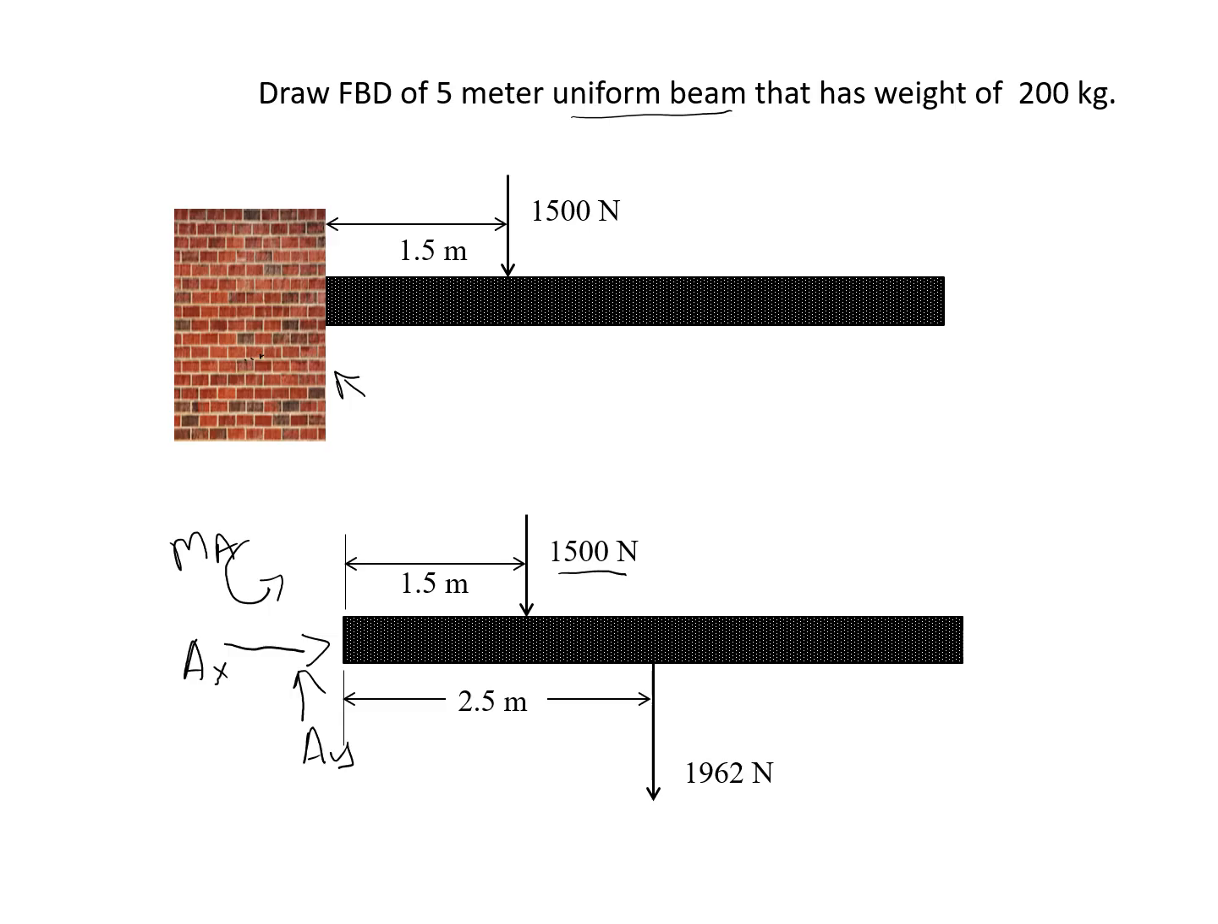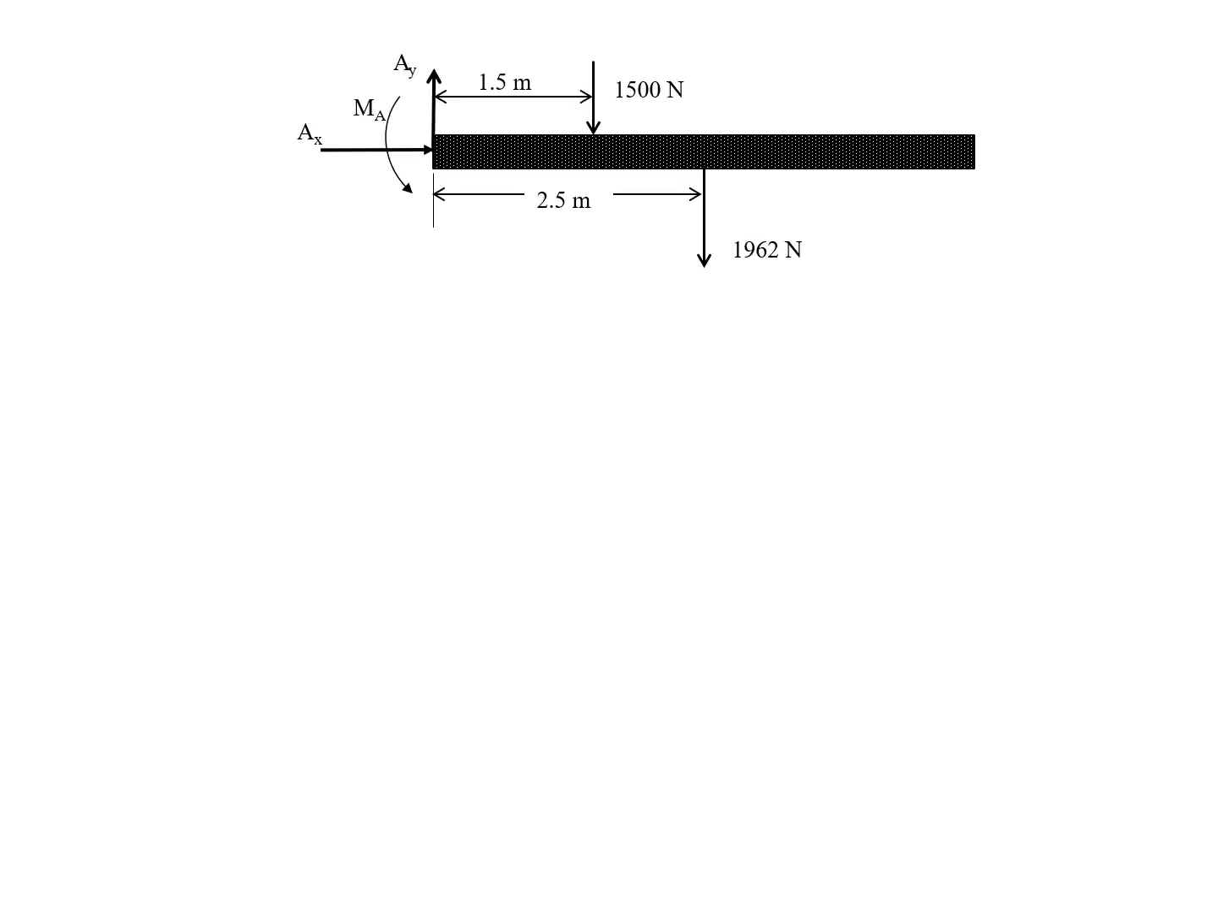Once you have drawn the free body diagram, the next step would be to solve the problem. So there's my free body diagram. So now I have my three equations of equilibrium. I can start with the sum of the forces in the x direction is equal to 0. And the only force that I have in the x direction is my AX. So immediately I know that AX is equal to 0 newtons.